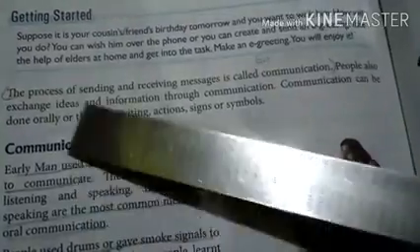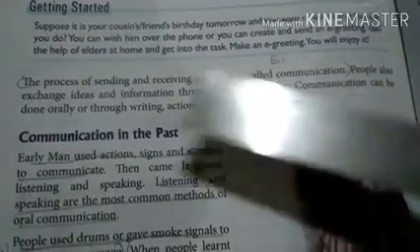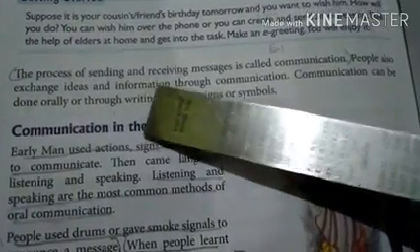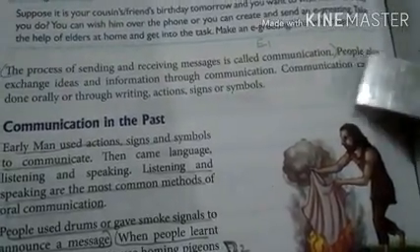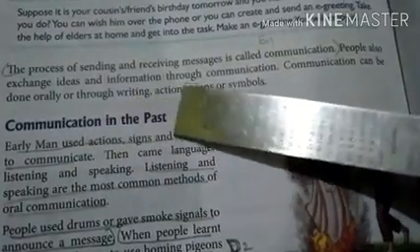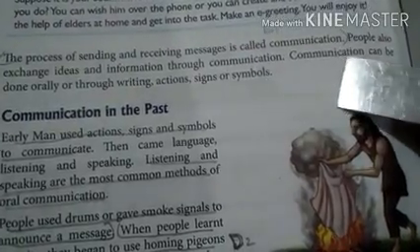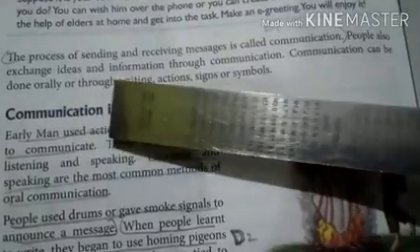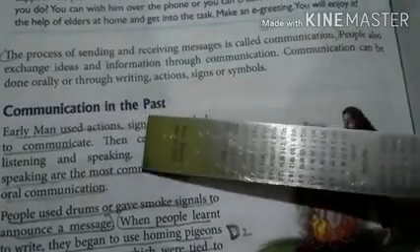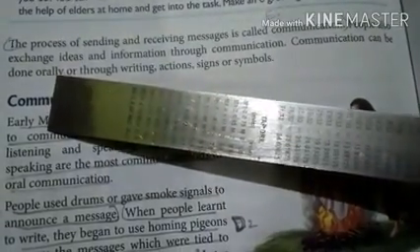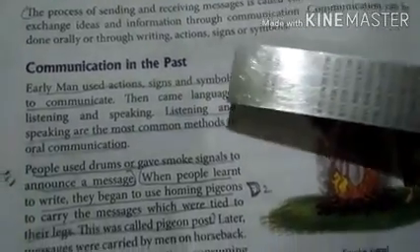What is communication? The process of sending and receiving messages is called communication. People also exchange ideas and information through communication. Communication can be done orally or through writing, across signs or symbols. So, how can communication be done? It can be done orally or through writing, through actions, through signs or symbols.